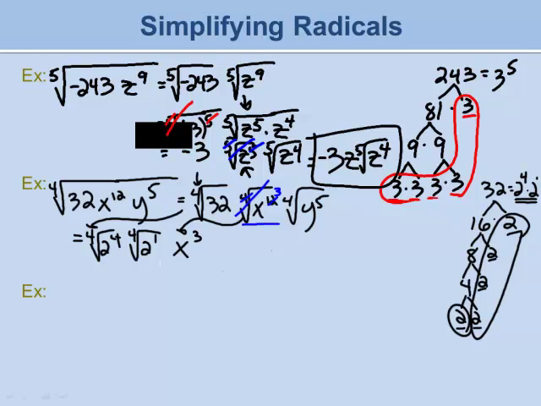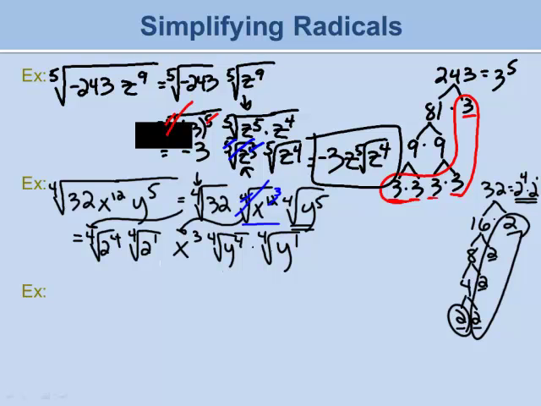Then 4th root of y to the 5th, because the power is greater than the index, there is more we can do. Will 4 go into 5? And the answer is no, but 4 will go into 4. So we're going to rewrite y to the 5th as the 4th root of y to the 4th times the 4th root of y to the 1st, because 4 plus 1 is 5.